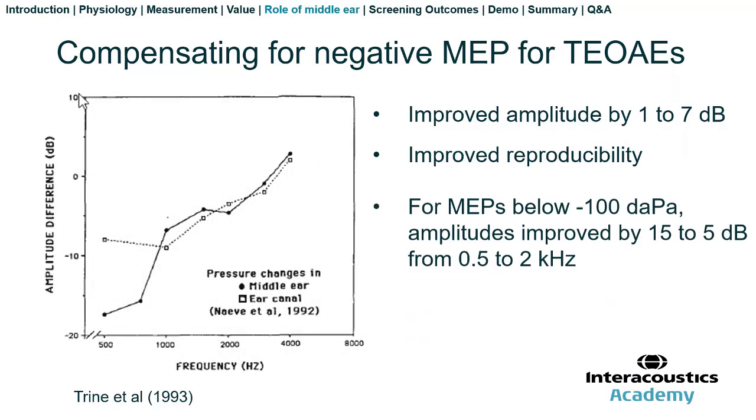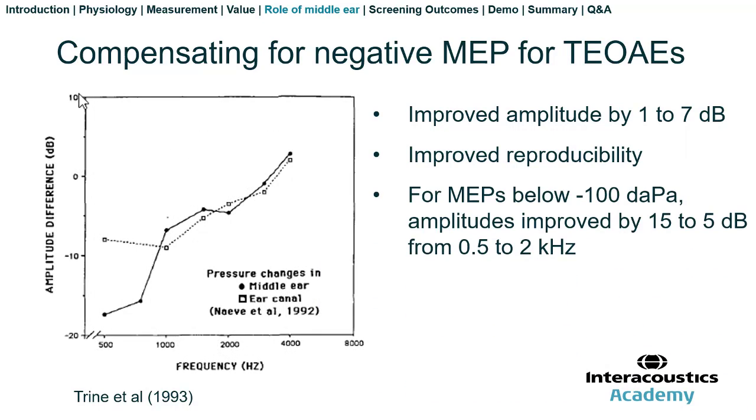Additionally, they also found there was an improvement in the reproducibility when they compensated for negative middle ear pressure. And that at pressures below minus 100 decapascals, their amplitudes improved by 15 to 5 dB from 500 hertz to 2 kilohertz. And it should be noted that the 0 line here is what you would get with compensation. So this is plotted a little bit differently in that this is the loss that you get when you have negative middle ear pressure that you don't compensate for. And their data is shown as the solid black dots.